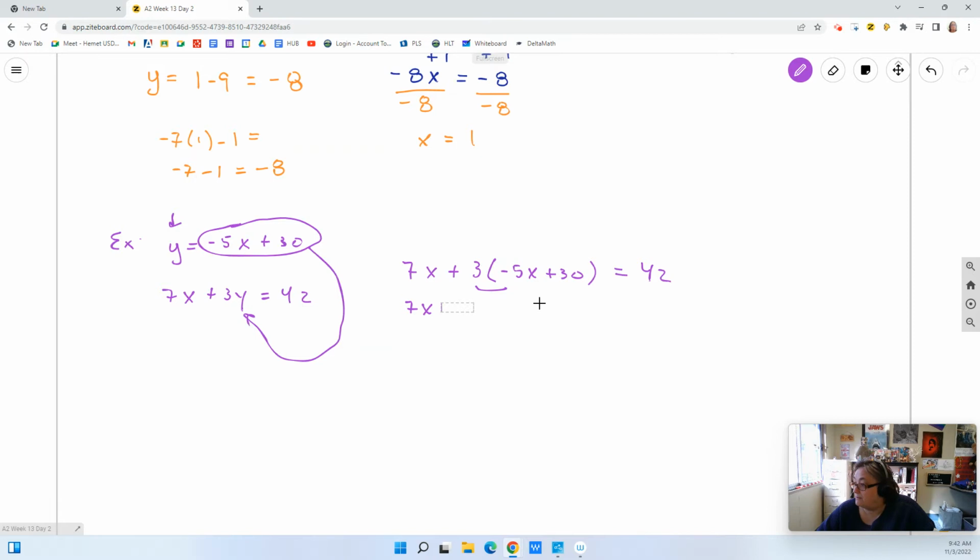Oh, how do I make that go away? Like that. That would be negative 15x, right? And then I have 3 times 30. Well, that's 90. So we're going to go plus 90 equals 42. And now we're going to start combining our like terms, and we're going to move our numbers to one side and our x's to the other. 7x minus 15x is negative 8x plus 90 equals 42.